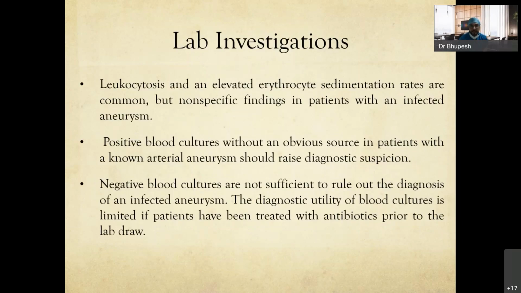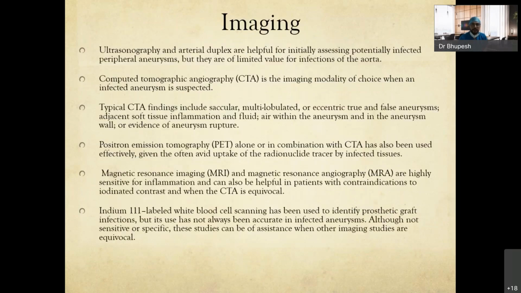Then we come to the lab investigation. First we can have high TLC counts, leukocytosis, and elevated ESR, but these are non-specific findings in this infection. Positive blood culture without an obvious source in a patient with a known arterial aneurysm should raise a diagnostic suspicion. Negative blood cultures are not sufficient to rule out the diagnosis of an infective aneurysm. The diagnostic utility of a blood culture is limited if the patient has been treated with antibiotics prior to the draw. Now we come to the imaging.